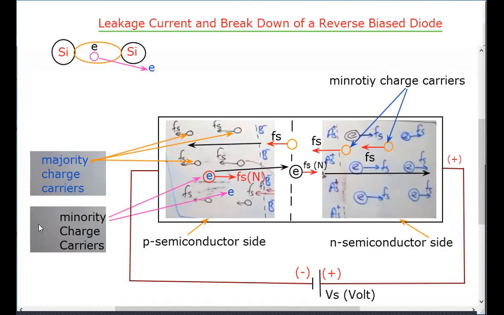Therefore, the variation of the current with the supply voltage will be as shown in the following graph.